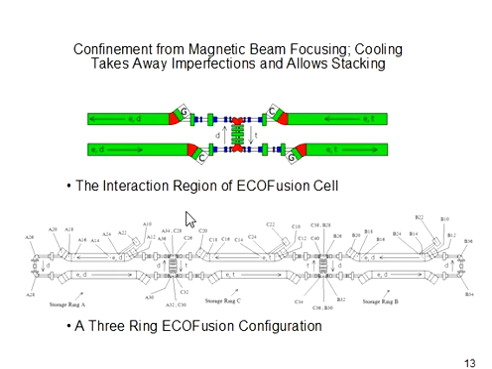The bottom diagram shows a three-ring ECOFusion configuration. In the ring on the left, the deuterium ions circulate the system in a counterclockwise fashion. The deuterium ions start at the deuterium ion source and are then injected at a small angle into the electron beam.